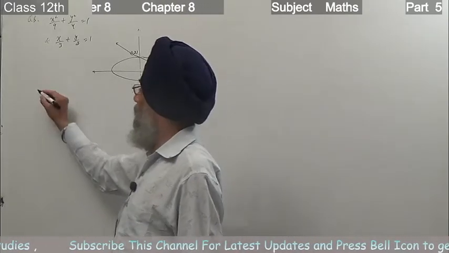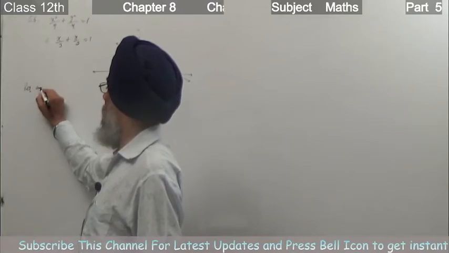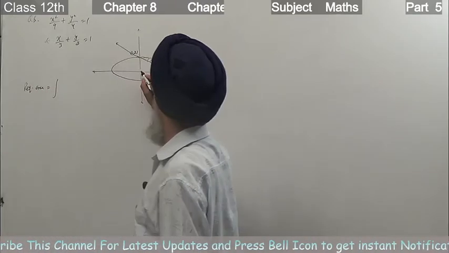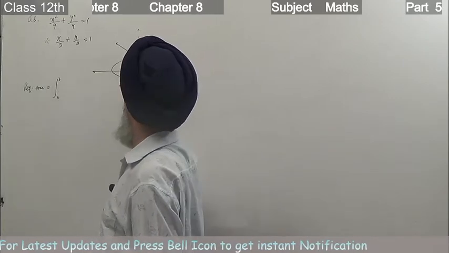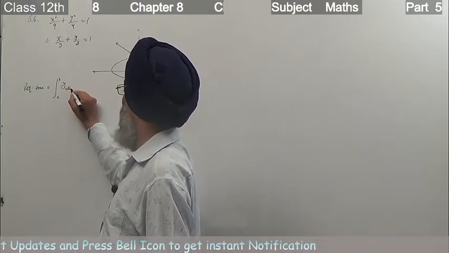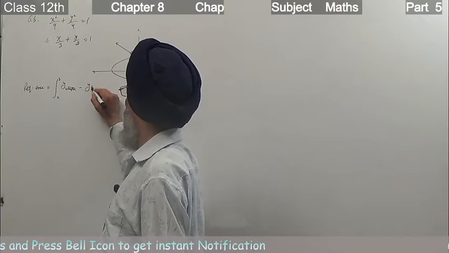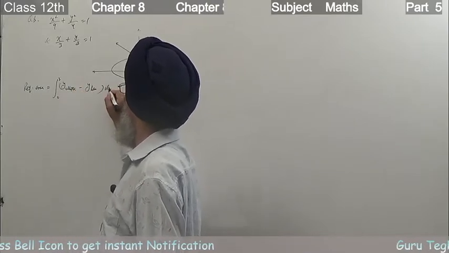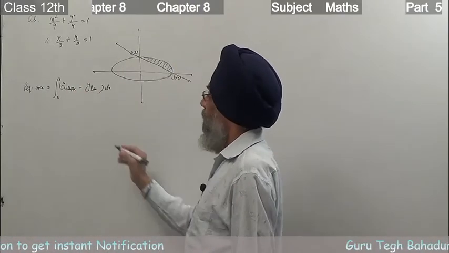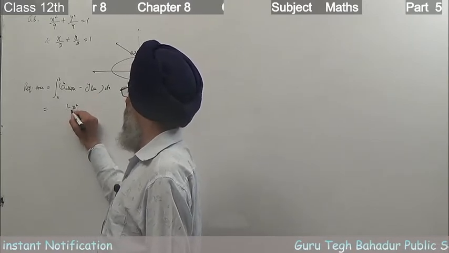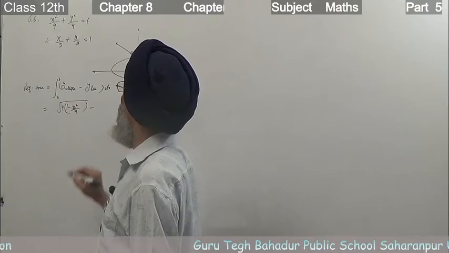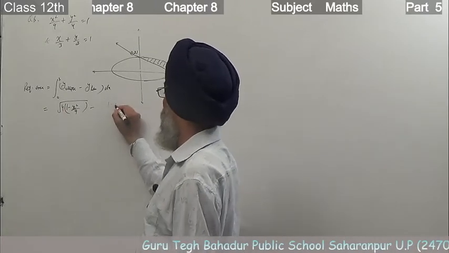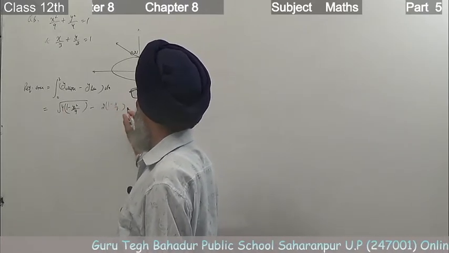So the required area is given by, it is from 0 to 3, taking the limits of x. Upper is the ellipse, so y of ellipse minus y of line. Y of ellipse is given by 2 upon 3 into the square root of 9 minus x square. It is 1 minus x upon 3 into 2 dx.